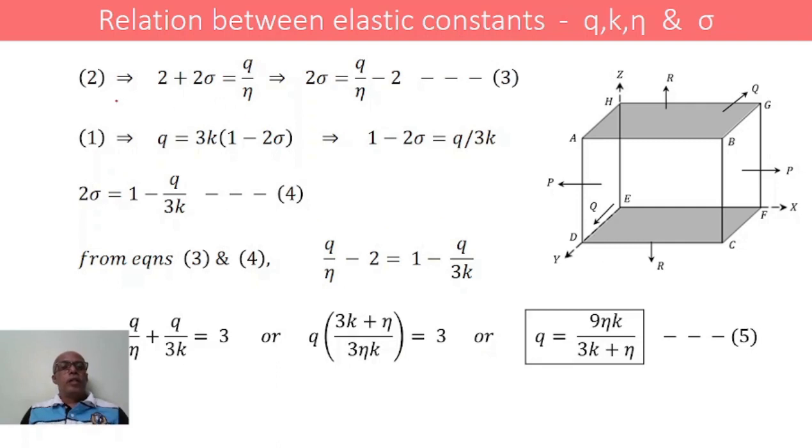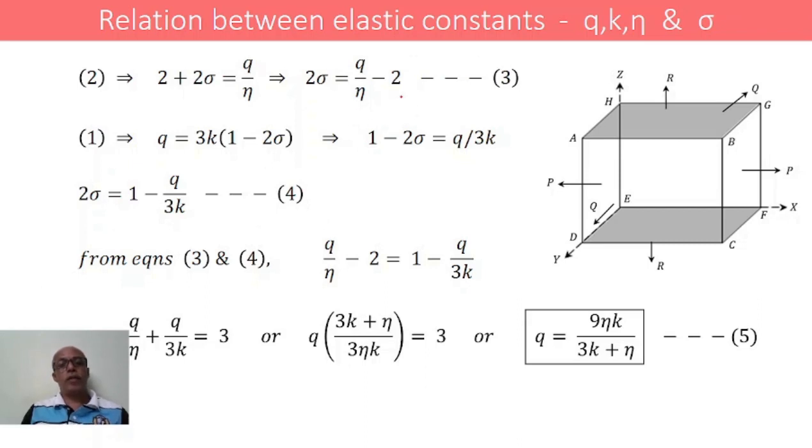Now, equation 2 implies 2 plus 2 sigma equals Q by eta, that is, 2 sigma equals Q by eta minus 2. From equation 1, Q equals 3K into 1 minus 2 sigma, where Q is the Young's modulus, K is the bulk modulus, and sigma is Poisson's ratio. From equation 1, rewriting we get 1 minus 2 sigma equals Q by 3K, or 2 sigma equals 1 minus Q by 3K. Now, from equations 3 and 4, their LHS being same, we can equate their RHS.